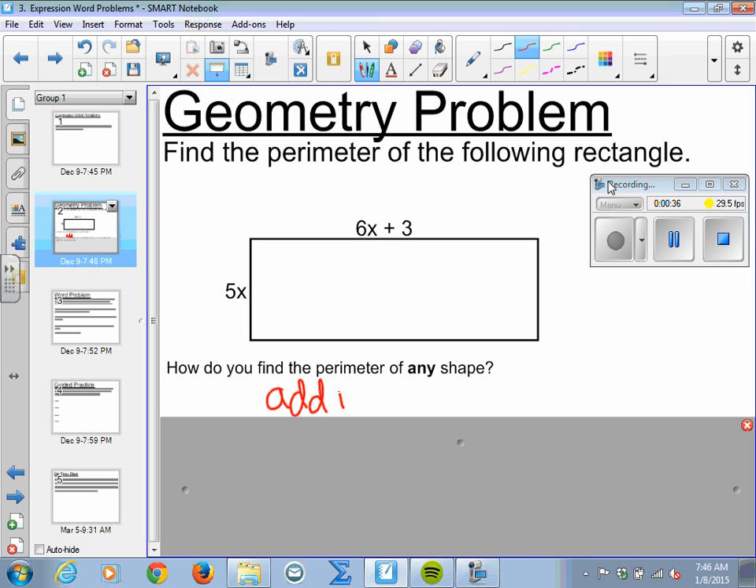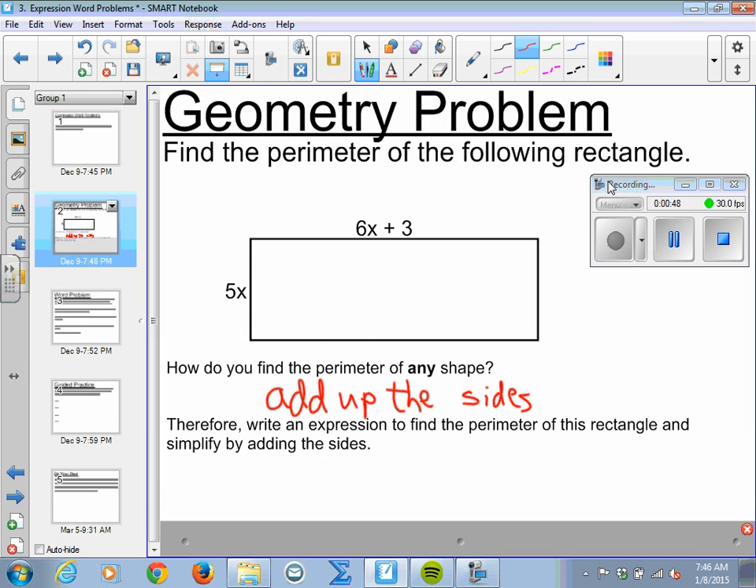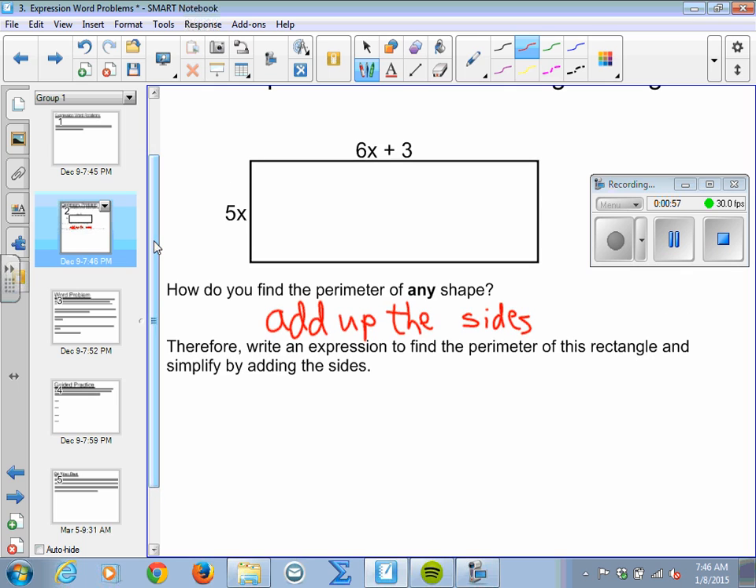There are a couple ways to do this. I'll let you decide how you want to proceed. All we do, in whatever way you want, is add up all the sides. Therefore, we're going to write an expression to find the perimeter of this rectangle, and then simplify just by adding them up. Take our given ones: we have 6x plus 3, and we have 5x. But we also know that this side is 6x plus 3, and this one is also 5x. So we're going to add those as well.